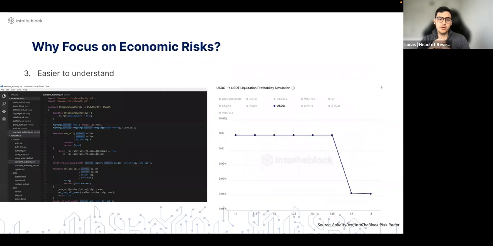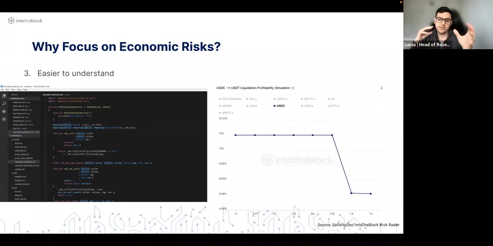And third, they're easier to understand. I imagine not many of our attendees for the webinar know Solidity, and if they know, typically it's the basics, not the hardcore programming experts. So even if it's open source, it's very hard to interpret if you're not an expert. Versus a lot of the economic risks are just as transparent as the code, but they're more understandable for people who know basic finance and math.